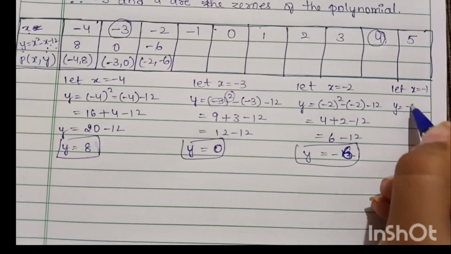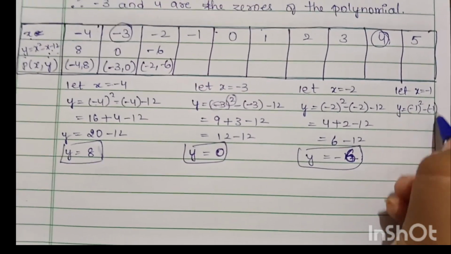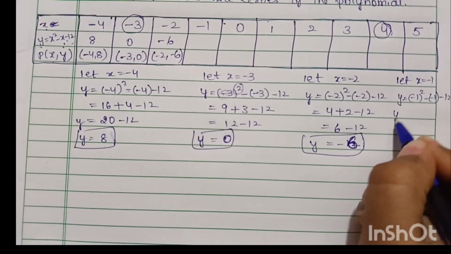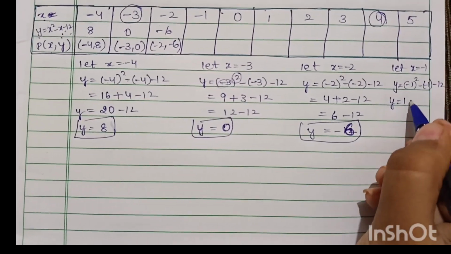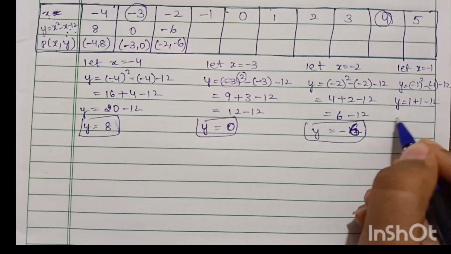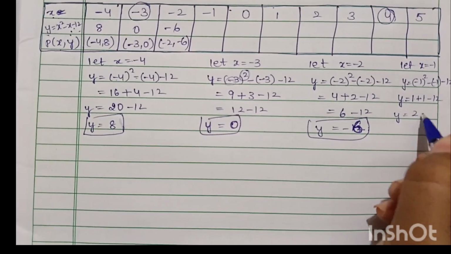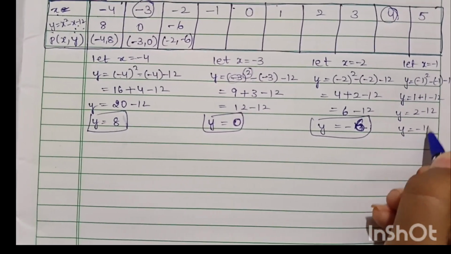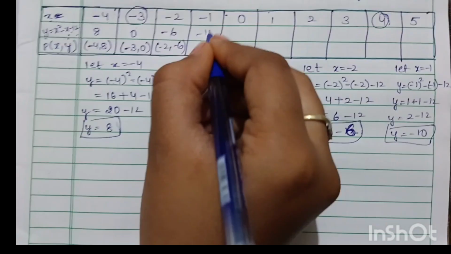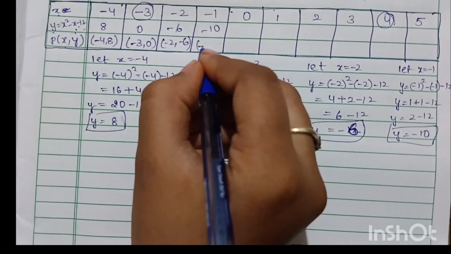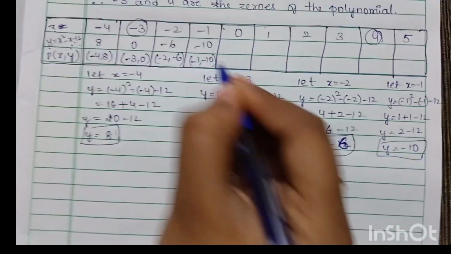Next, let x equal minus 1. Then y equals minus 1 whole square minus of minus 1 minus 12. 1 square is 1, plus 1, minus 12. 1 plus 1 is 2, 2 minus 12 is minus 10. So the point (x, y) is (minus 1, minus 10).